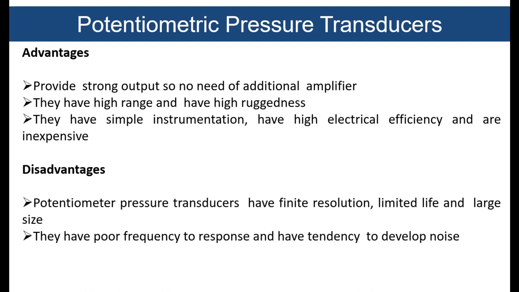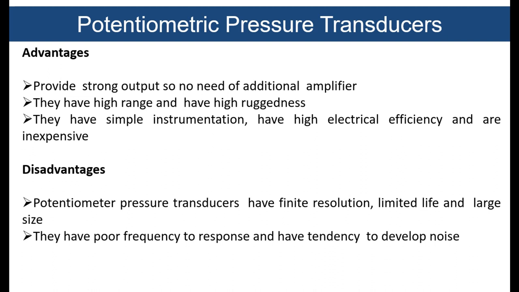Okay, advantages of using the potentiometric pressure transducer. It provides a strong output and you do not need any additional amplifier. In addition, it has a very high range and very high ruggedness, that is, you can have a high range of pressure measurement. This bellows tube is very stable in nature, so if you apply high pressure, you can still get the high pressure data.